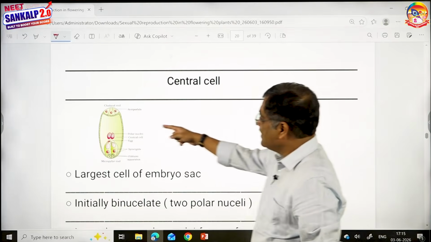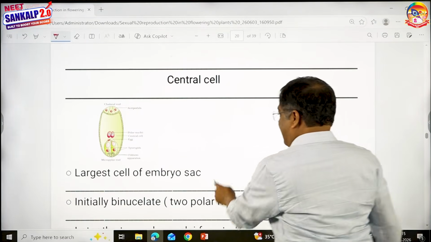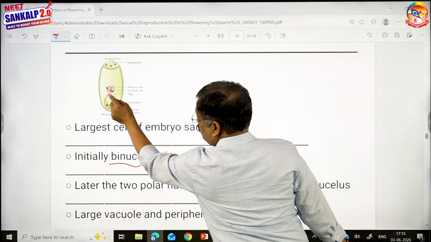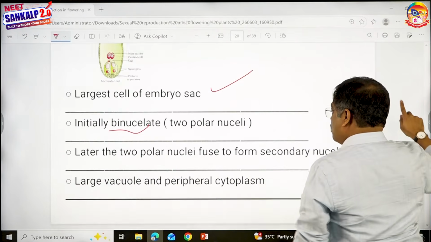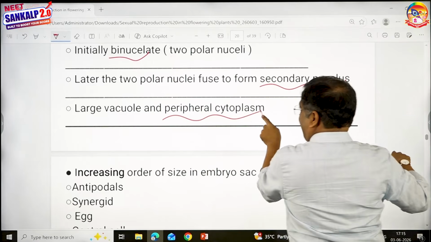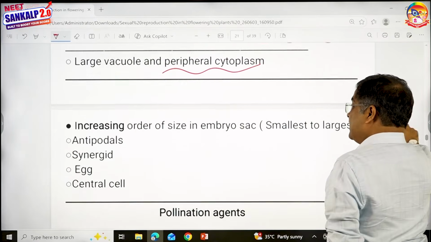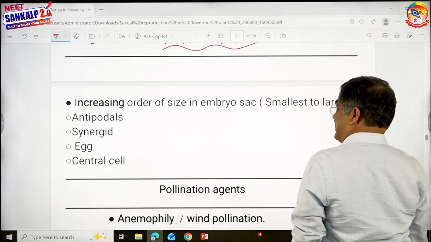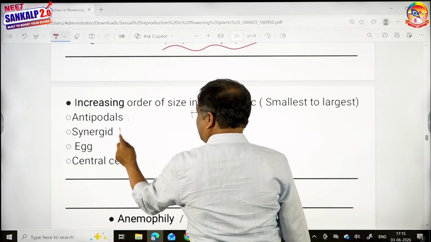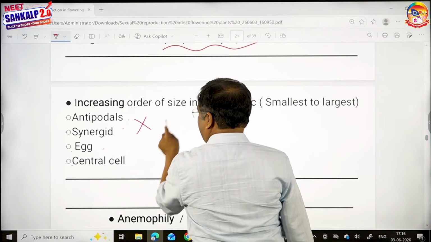Then this entire thing is called the central cell. It is the largest cell of the embryo sac. Initially it is binucleate because it has 2 polar nuclei. Later the 2 polar nuclei fuse to form the secondary nucleus. It has a large vacuole and peripheral cytoplasm. Increasing order in the size of the cells of the embryo sac: smallest antipodals, next synergid, next egg. This is an important question.